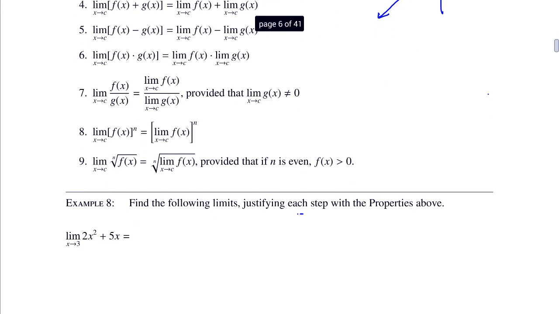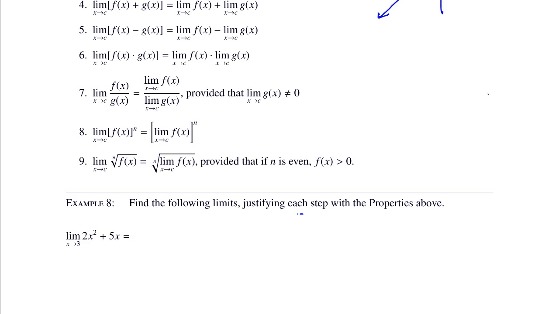In number 8, we have the limit as x goes to c of a function raised to a power, n. That is equal to the limit of that function, then raised to the power. In other words, I can exchange the order of the limit and the exponent. Here, the exponent is being done first, and then the limit. On the right side, it's the limit first, and then the power. And number 9 is similar. It's an nth root, and you can move the limit inside the nth root as long as what's inside is positive if the root is an even root, like a square root, fourth root, sixth root, etc.